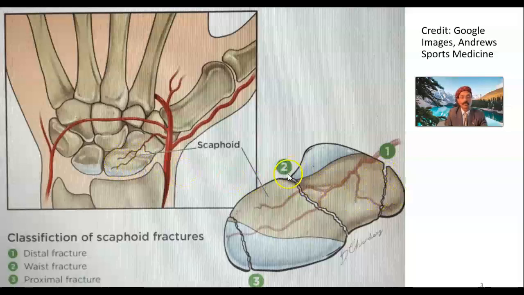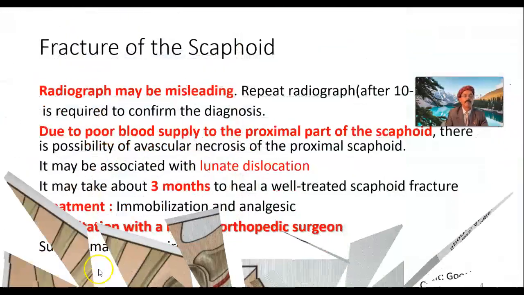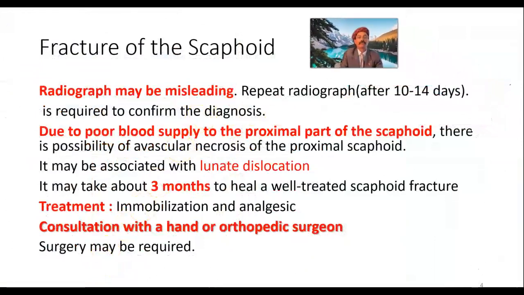It may have a fracture, but this is the most common site of fracture. This is the waist of the scaphoid bone, and this is the proximal fracture. It may be proximal fracture here, and credit goes to Google Images, Andrews Sports Medicine. So we have the pattern of blood supply from distal to the proximal part. A fracture here will cut the blood supply to this part, and this part may go through avascular necrosis. Fracture of the scaphoid will go through that.